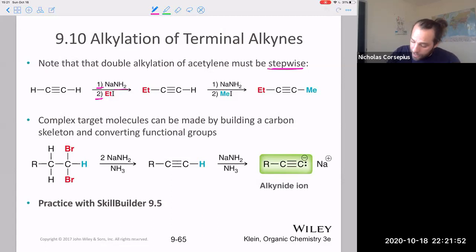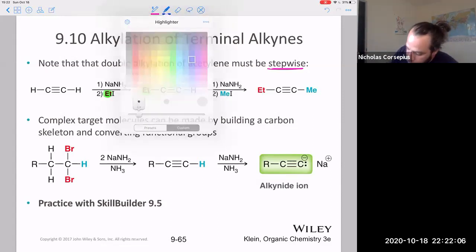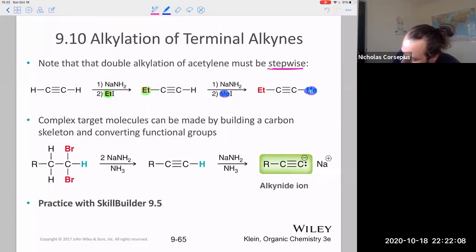Okay, so that kind of might sound like a pain in the butt, but it actually turns out to be pretty powerful because that means that we can put different alkyl groups on either side, right? So first I wanted to add an ethyl group to one side, and then in a next successive reaction, I wanted to add a methyl group to the other side. I can do it that way, okay?